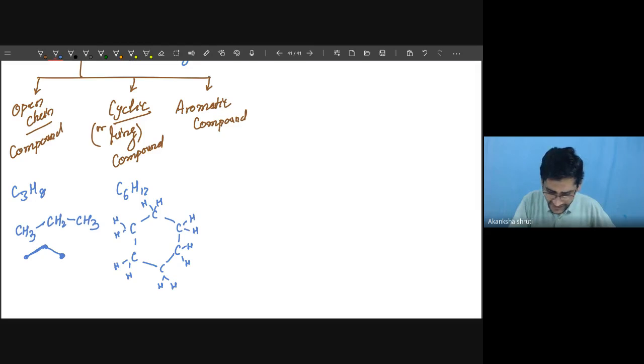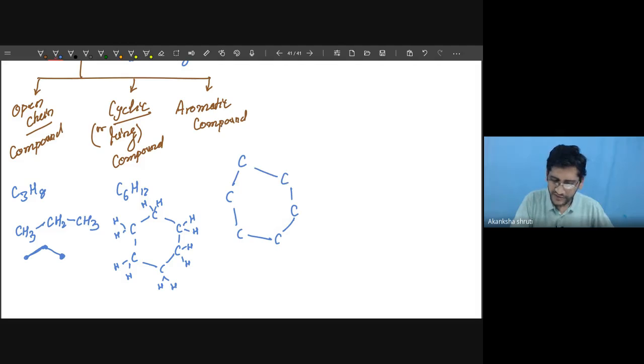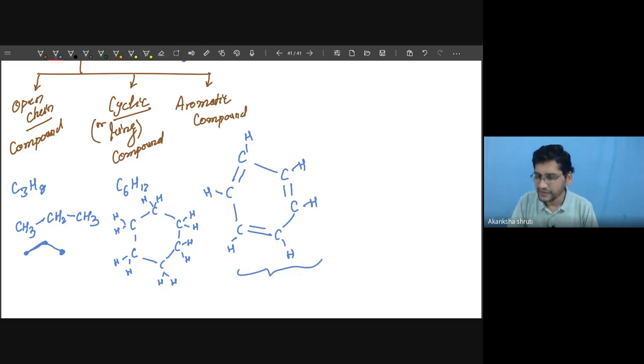But this aromatic is a different kind, which must contain this unit. Say C, C, C, C, C, C, and at the alternate position there must be a double bond. So this unit must be present. Means at this position, for tetravalency, one hydrogen only.